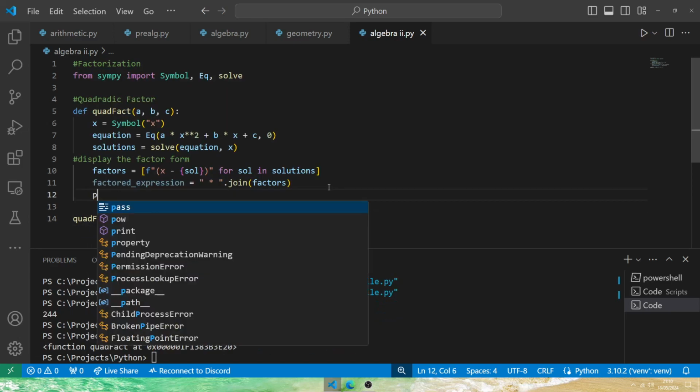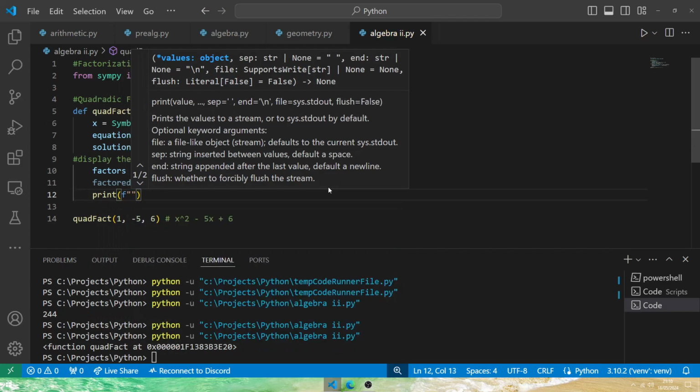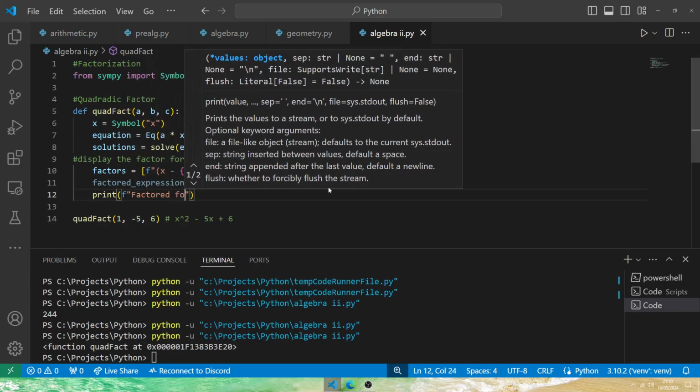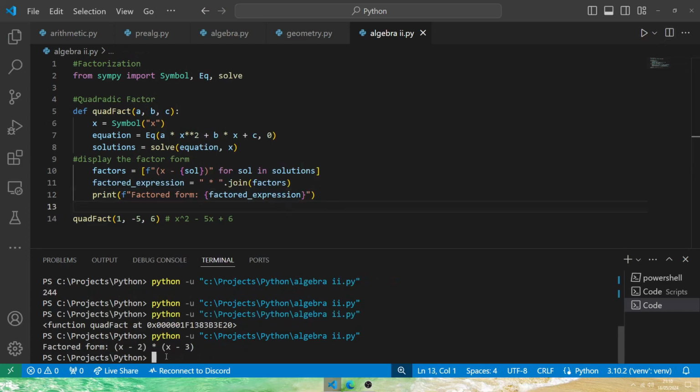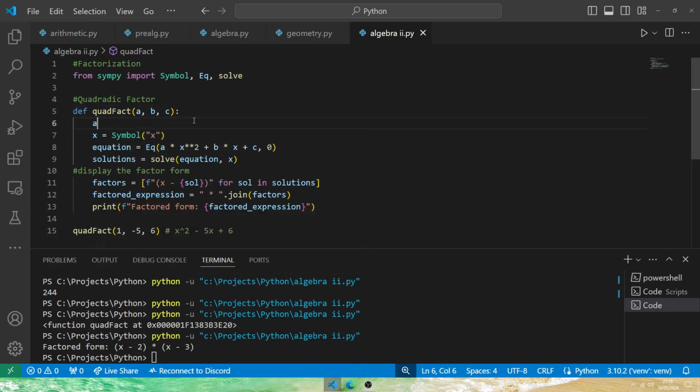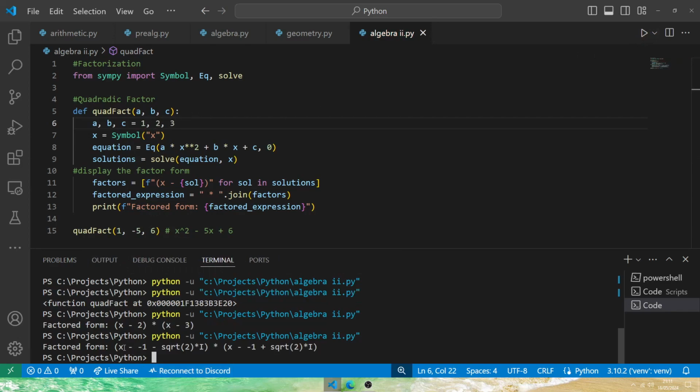And it's not printing it out because we need to add a print statement here to show our factored form, show our factored expression. And now we can see our factored form is x take away 2 times x take away 3. And if we actually want to pass in some numbers, then we can replace a, b, c and put in our values. So it could be 1, 2, 3, let's say. And here it factorizes the quadratics that we've passed in to this array set.